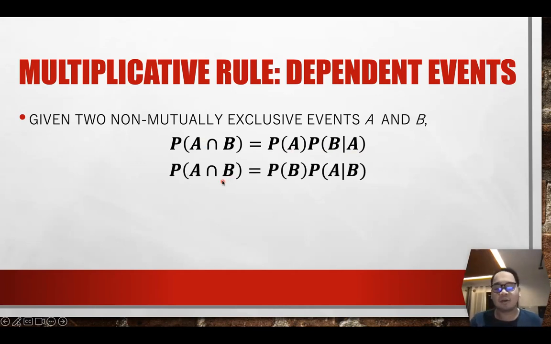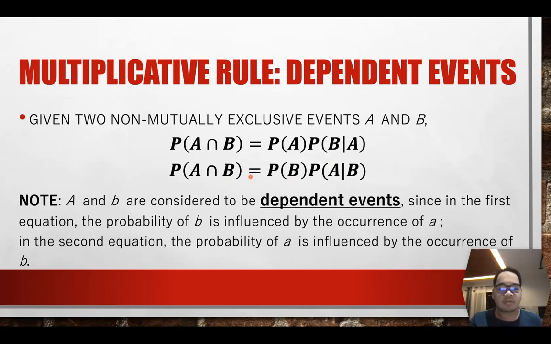And we can also get that in a different manner, wherein we get the probability of B first. And of course, we want to respect the given event that occurred already, the probability of A given B. Take note that intersections are commutative. So A and B are considered to be dependent events since, in the first equation, the probability of B is influenced by the occurrence of A.